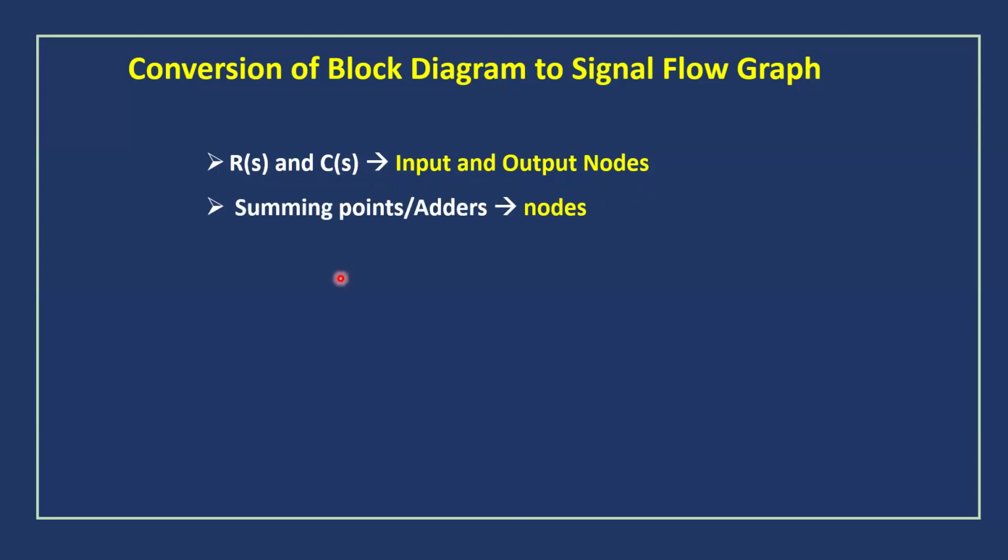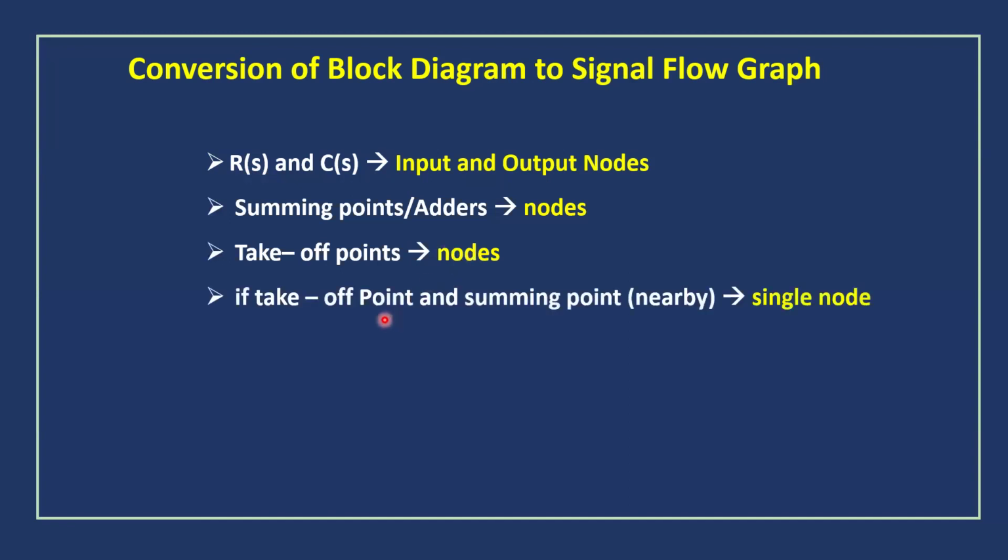And the next point, summing points. So, block diagram may consist of several summing points and several takeoff points. So those summing points can be represented by nodes. And then takeoff points, so that also should be represented by nodes. And important points are, if takeoff point and summing point are nearby each other, so without any block in between, we can combine that takeoff point and summing point and it can be represented by a single node. We can combine both takeoff point and summing point and we can represent that as a single node.